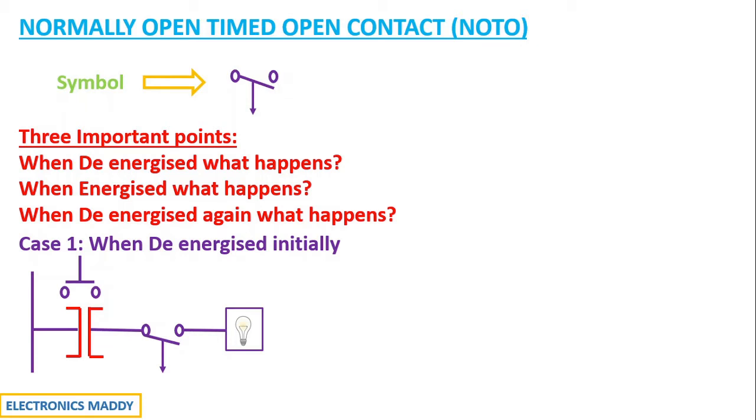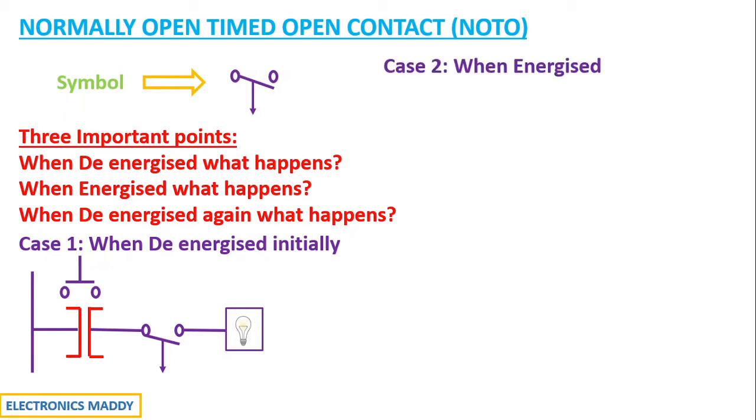Now the push button switch is not pressed, so the contact is not energized. No current flows through this rung. This is a normally open contact and this is the NOTO contact. Don't get confused with it. So the NOTO contact is de-energized and no current flows through the light load, and the light does not glow in this case. So this is fair enough. You're not giving any supply and consequently no current flows through the load.